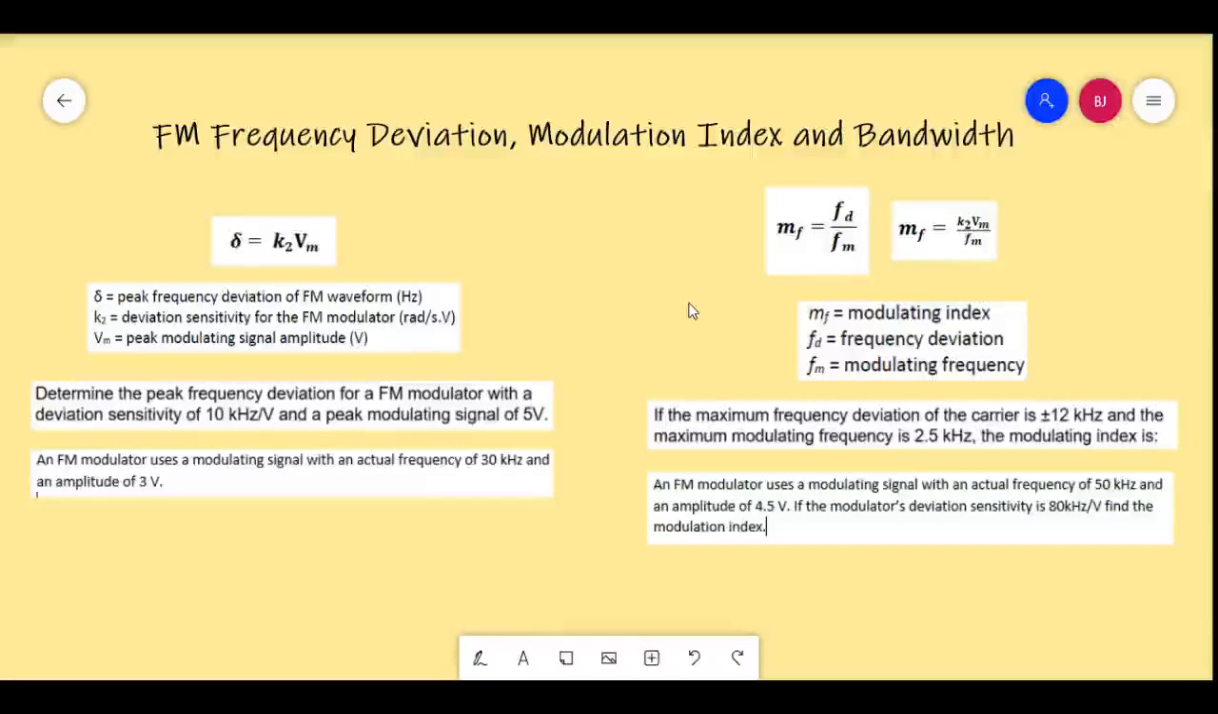Good morning. So now we will begin our supplementary discussion on some of the parts that need to be computed in terms of FM and PM. We will begin with the discussion on how we are able to actually determine FM's frequency deviation, modulation index, and bandwidth.